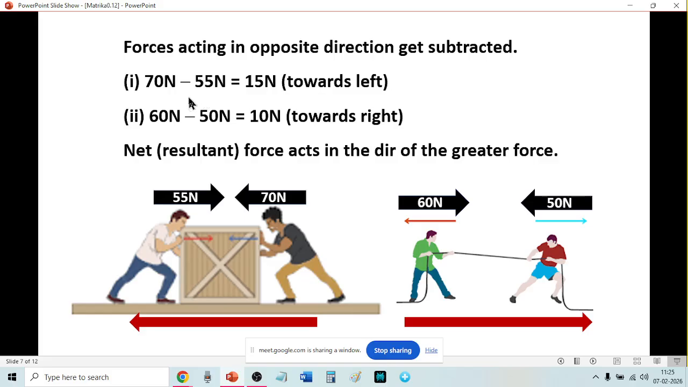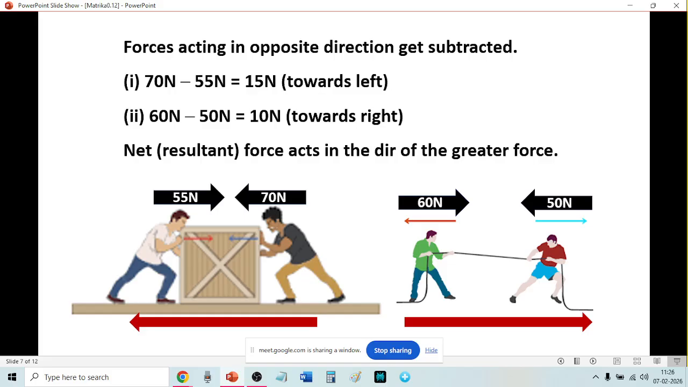If they are in the same direction, we will add. But if they are in opposite direction, we subtract. 70 minus 55. Here, they are in opposite direction, subtract. 60 minus 50. And the final direction is the bigger force. If the bigger force is towards the left, then left. If the bigger force is towards the right, then right. Whichever is bigger. So forces in the same direction, you will add. Forces in opposite direction, you will subtract.